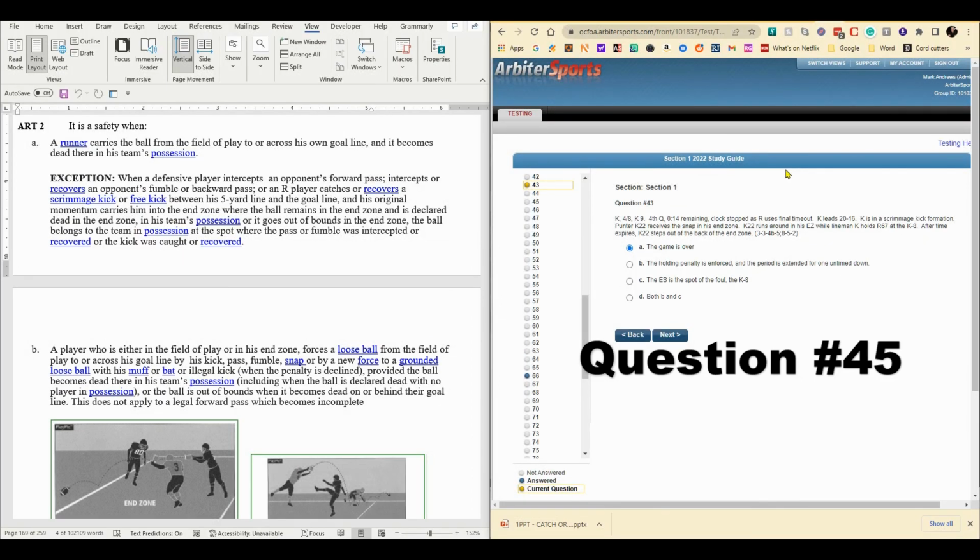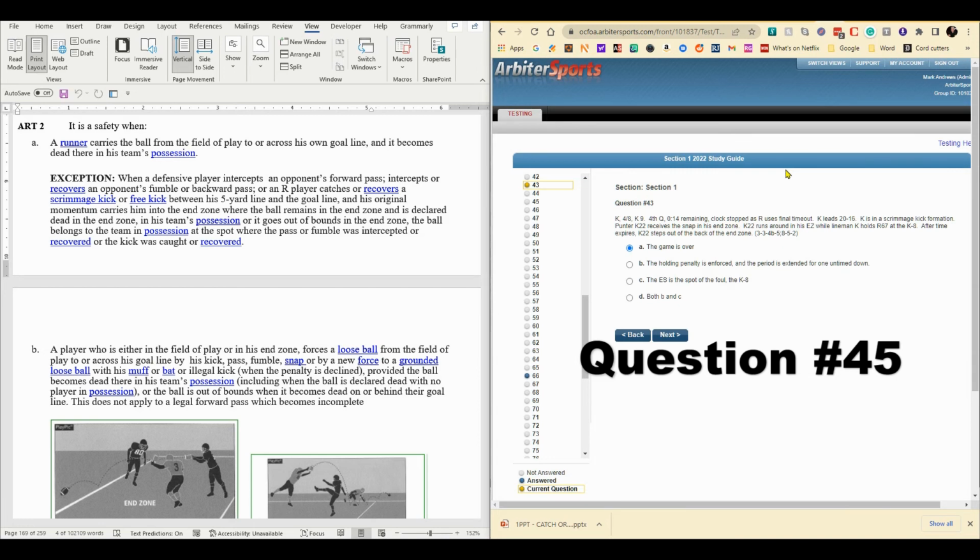All right, so we are trying to determine the enforcement spot, whether we can extend the period for an untimed down, and what constitutes a safety. Now, we know, of course, that it's a safety because he stepped out of the end zone with the ball. That's a done deal.